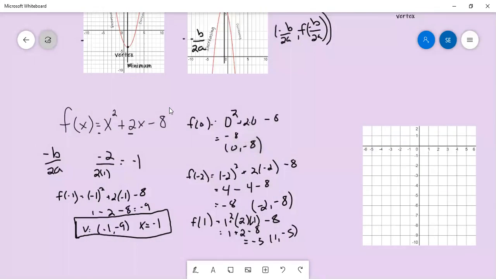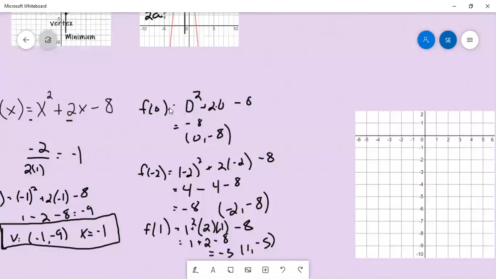Okay, so we have a point that is negative 1, negative 9. That's going to be our vertex. It's also going to be our minimum for this graph. We have a point that's 0, negative 8, a point that's negative 2, negative 8, that's here. We have a point that's 1, negative 5 right here. And we can use our axis of symmetry here. We know our axis of symmetry is x equals negative 1, so we can use it to know that there's a point here as well at negative 3, negative 5.